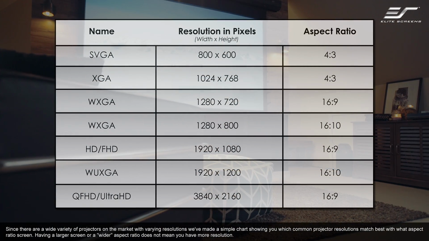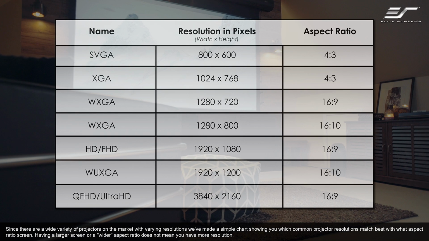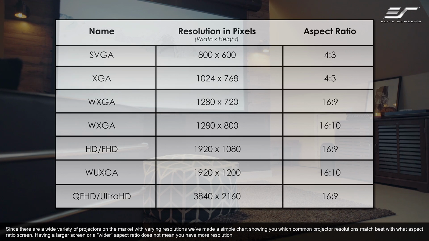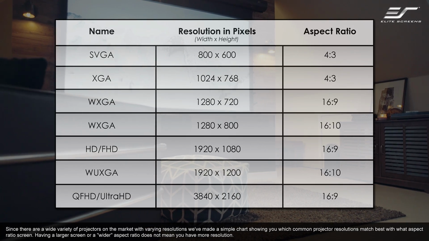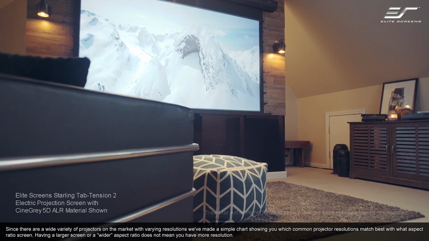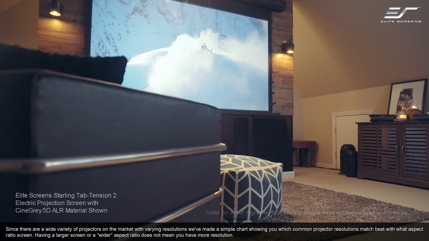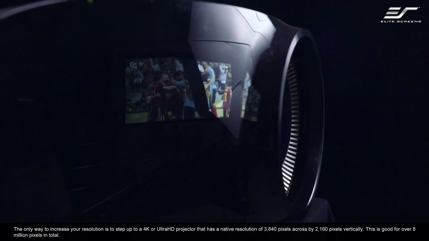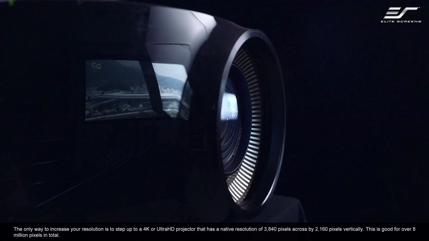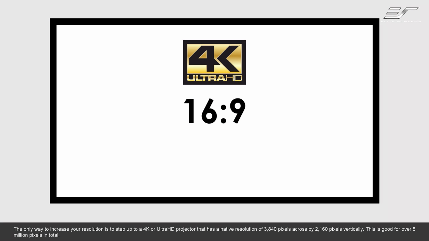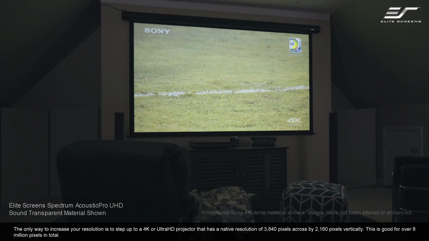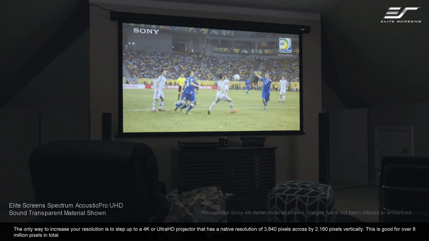Since there are a wide variety of projectors on the market with varying resolutions, we've made a simple chart showing you which common projector resolutions match best with what aspect ratio screen. Having a larger screen or wider aspect ratio does not mean you have more resolution. The only way to increase your resolution is to step up to 4K or an Ultra HD projector that has a native resolution of 3,840 pixels across by 2,160 pixels vertically. This is good for over 8 million pixels in total.